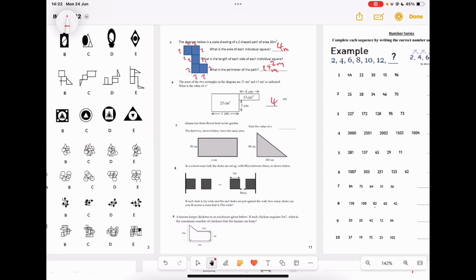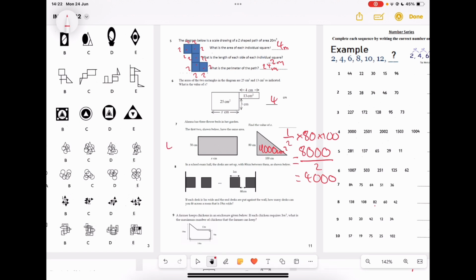Okay, so we know that half times 80 times 100 must be equal to 50 times x. So first we can do 80 times 100, which is going to be 80, and then we add on 2 zeros, so 8,000, and then we have to find half of it, so we divide by 2, which is equal to 4,000. So this is 4,000 centimeters squared. Then we have to do 4,000 and divide by 50 to find x.